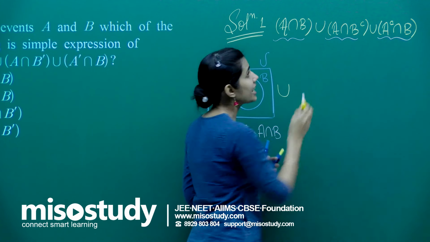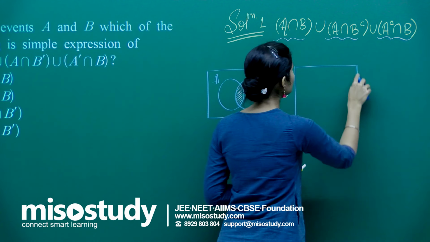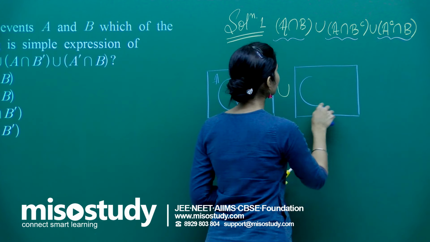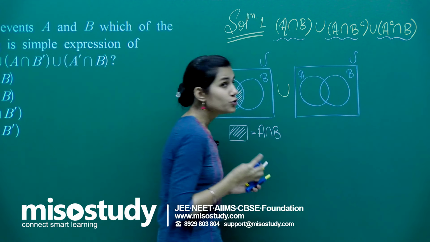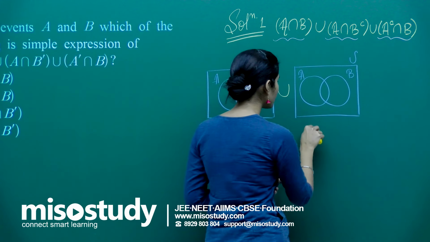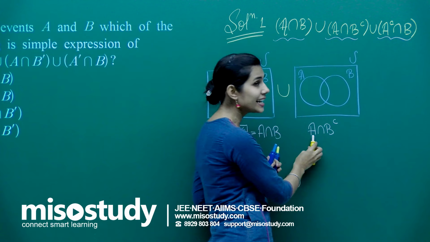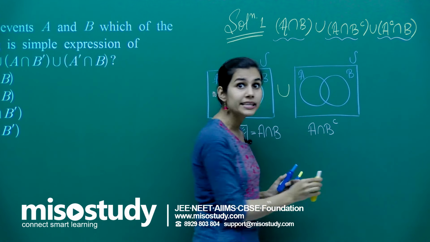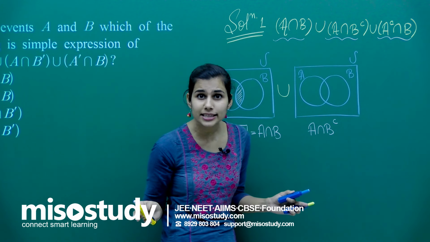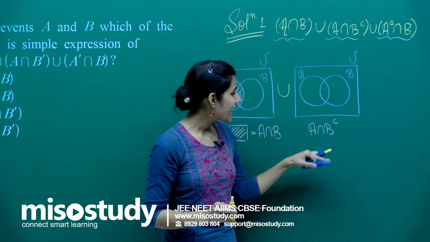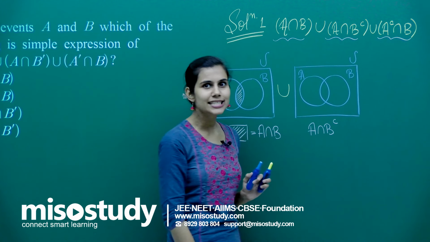I am supposed to take the union of this shaded portion with which set? I have to take it with A intersection B complement. So let us draw another Venn diagram which is going to show us visually what is A intersection B complement. You all know that A intersection B complement means members which are sitting inside A and which are sitting inside B complement. But B complement has members which are not sitting inside the set B, and therefore A intersection B complement means all the members of A which are not sitting inside B.